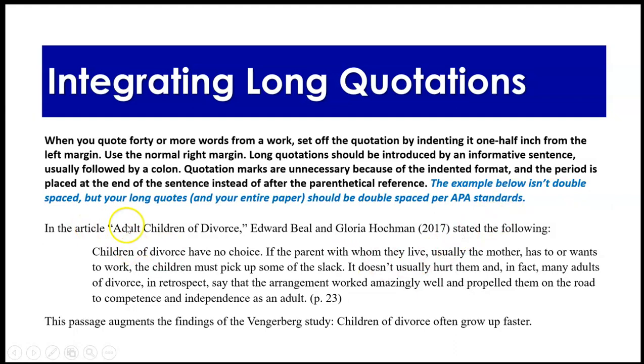Here you see the student's got in the article. Here's the title. Here are our authors, 2 of them. Here's the 2017 stated the following, and a colon, which launches us into the quote. You don't want to drop in a quote, right? You always want to introduce it. Quotation marks are unnecessary because of the indented format. Here's our indented format. Awesome. So even though this is a direct quote, we don't have quotes. Kind of weird, huh? But it's an APA rule, so cool. Also, your period is placed at the end of the sentence instead of after the parenthetical reference. So it goes here instead of out here.